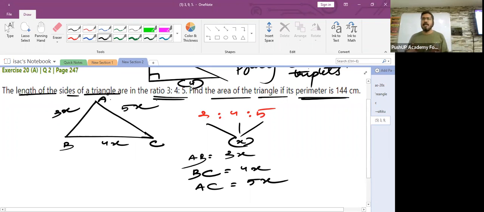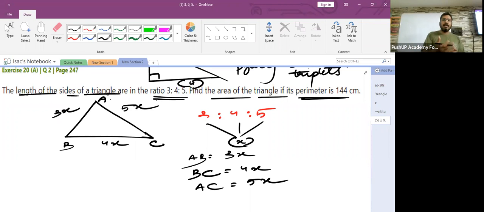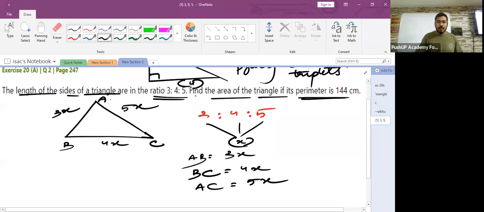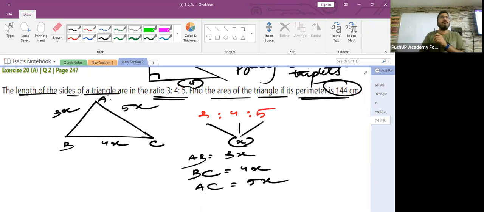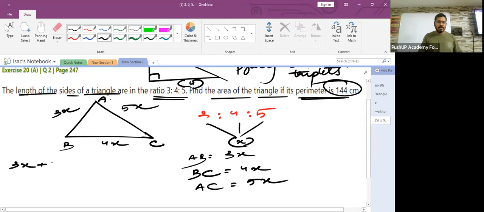That is not the actual length, but I'm assuming that the lengths of AB, BC, and AC are 3x, 4x, and 5x. Children, they have told you that the perimeter of this triangle is 144. What is the concept of perimeter? The sum of all the three sides of the triangle, isn't it? So if I take the sum of 3x, 4x, and 5x, that would give you 144. Now, what is the sum of 3x, 4x, and 5x?